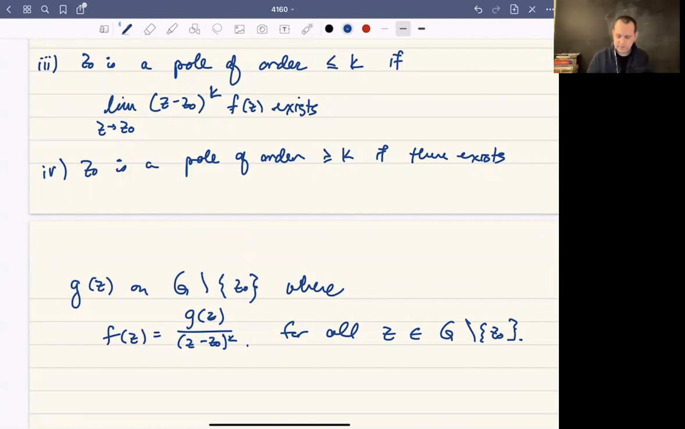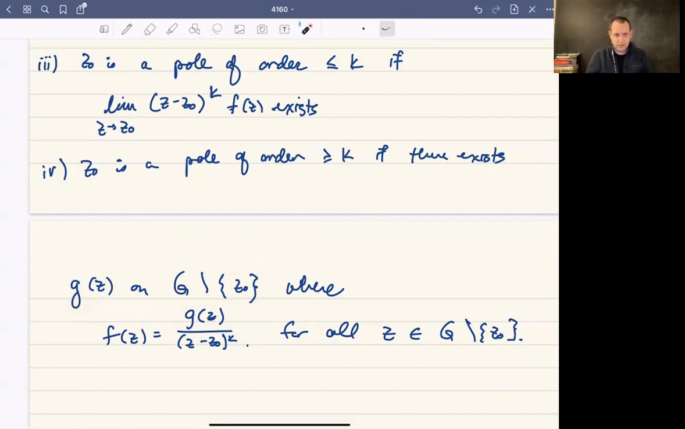That's really all I have to say there. The reason I hesitated for a second is that I want to mention why it's a pole of order at least k: maybe g itself has a singularity at z naught. We're not excluding that, because all we're saying is that g is some nice function on this set where we remove z naught. So maybe it has a singularity there, maybe it doesn't, but that's why it's got to be a pole of order at least k.